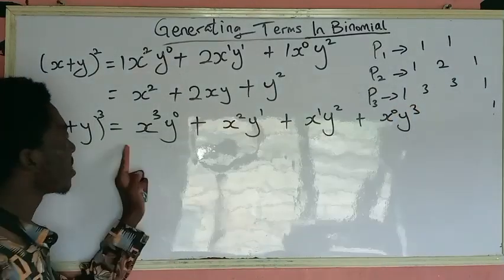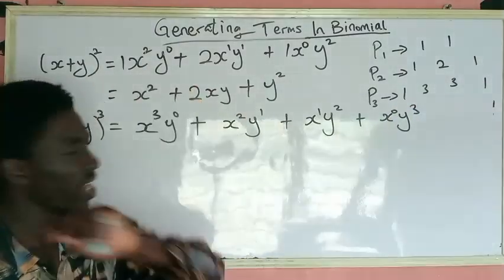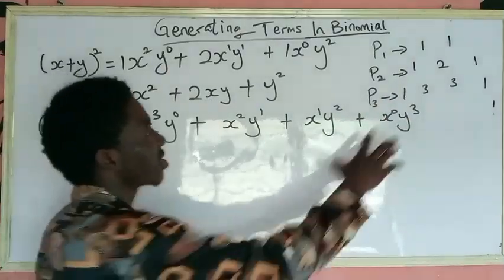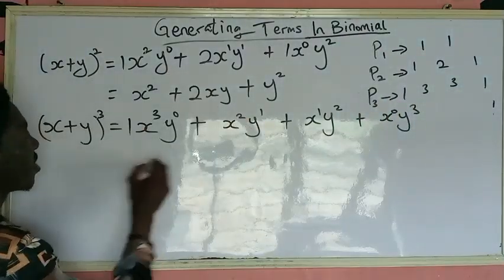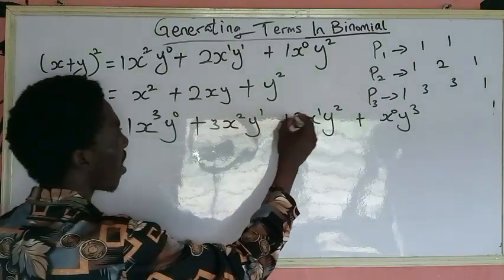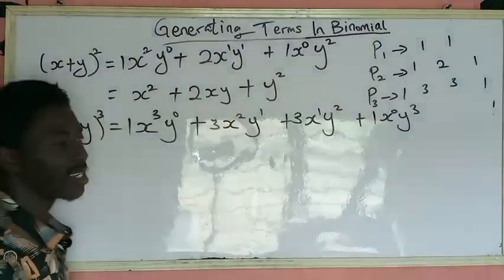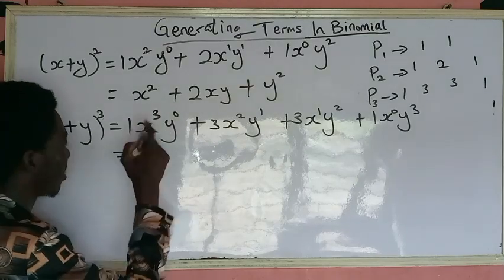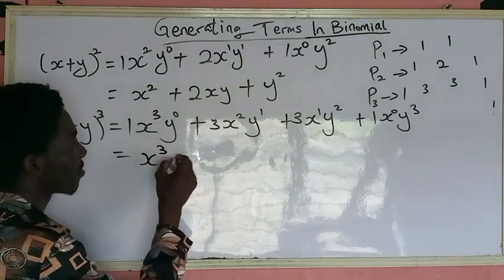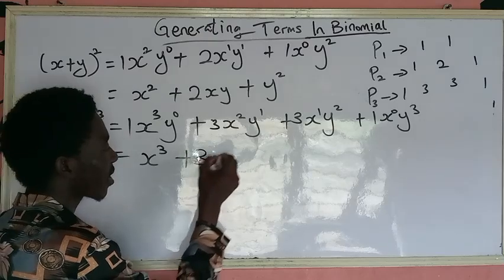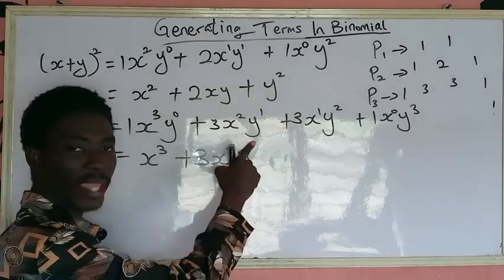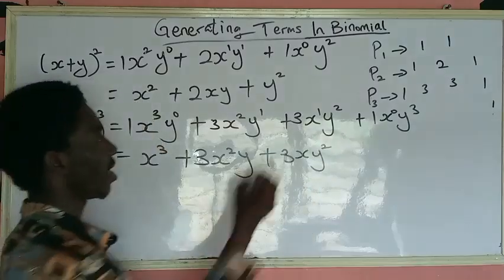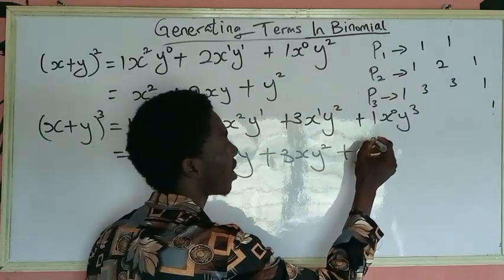But what will be the coefficients here, and here? Very simple. I'll use the Pascal triangle of 1, 3, 3, 1. So I have a 1, a 3, a 3, and a 1. So that means this is 1, this is 1. And you have an x cube, you have a 3x squared y, 3xy squared, and y raised to power 3.